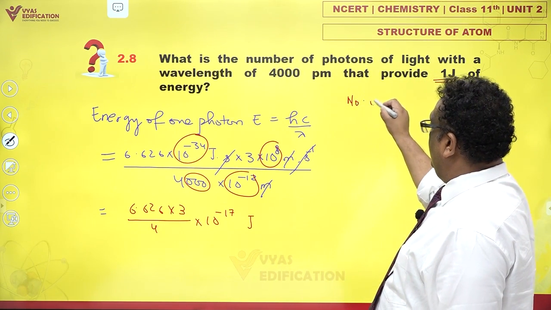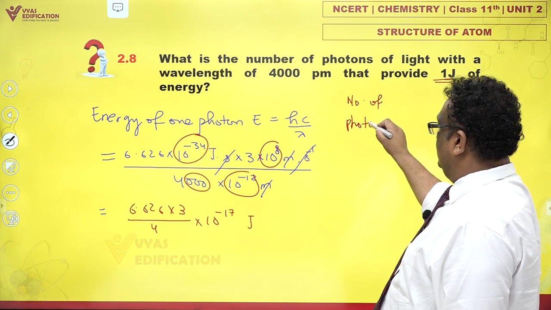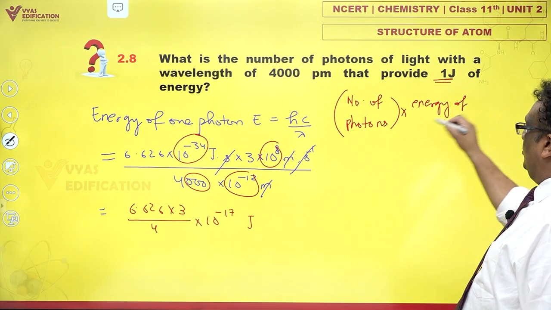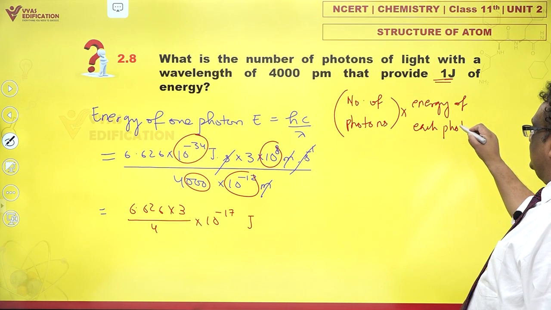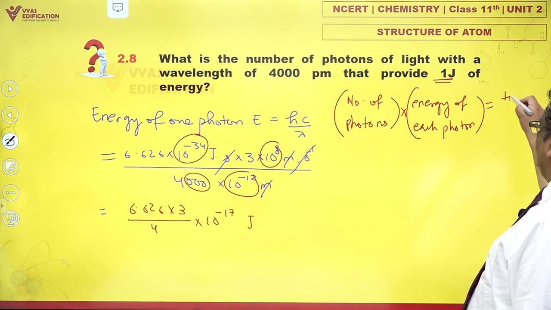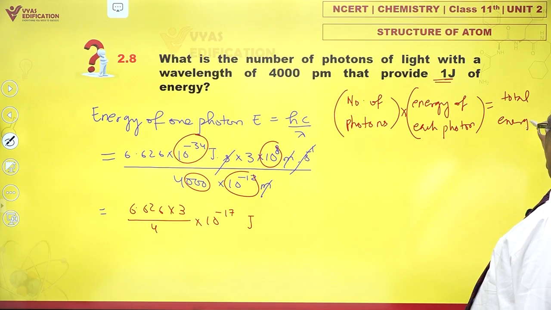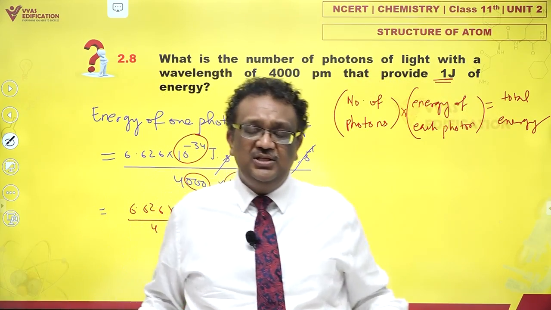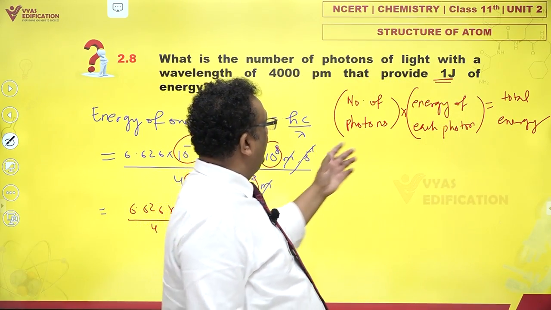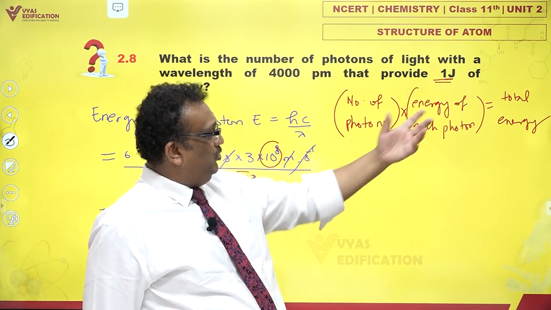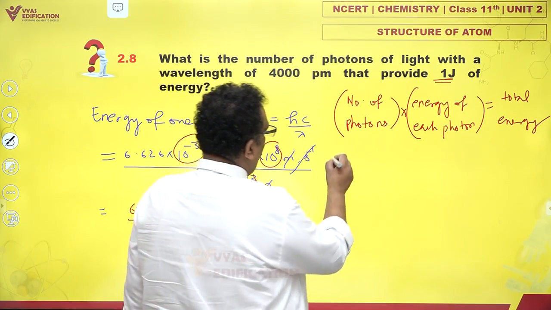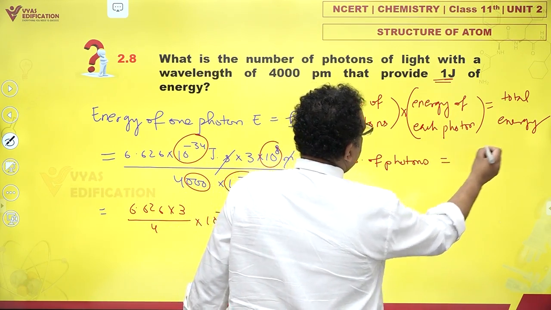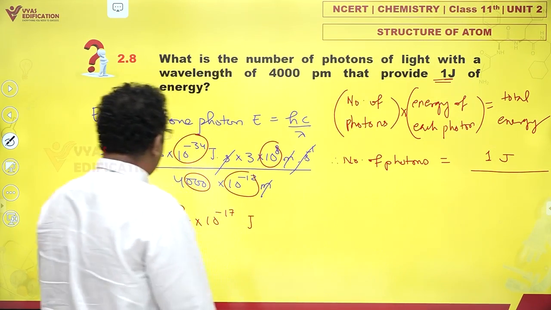So, number of photons into energy of each photon is total energy. How do you get common sense? If I take 1 photon, fine. I take 2, 3, 4, just add up their energies, and repeated addition is multiplication. So if I just take the number of photons, multiply this by the energy of each photon, I'll get total energy. Yes. Therefore, number of photons is total energy, which is 1 joule divided by the energy of each photon.